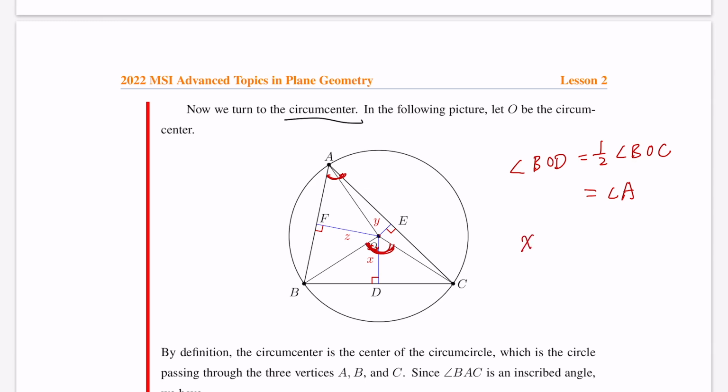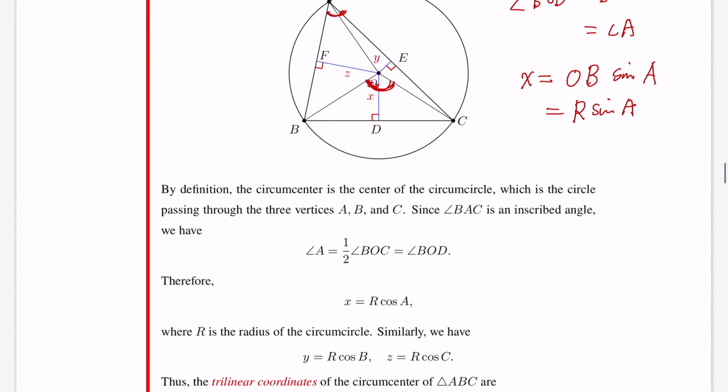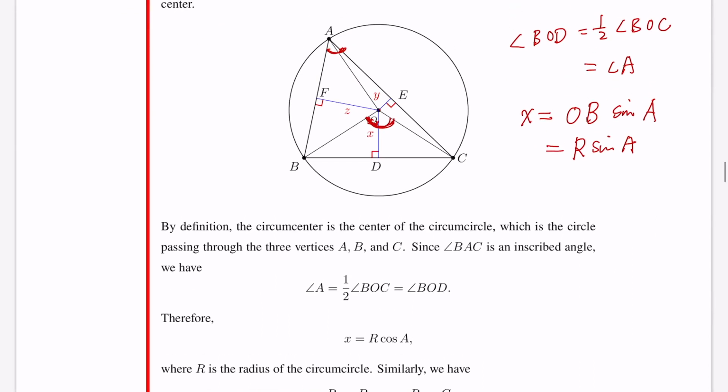And by trigonometry, we know that x is OB times sine of angle BOD, which is sine A. But OB is R sine A. Okay, very good. So, sorry, here it is cosine. This is the adjacent leg. So this is cosine A.